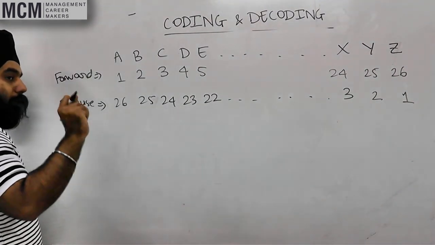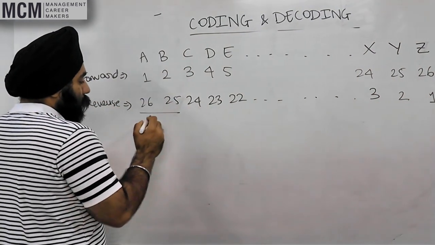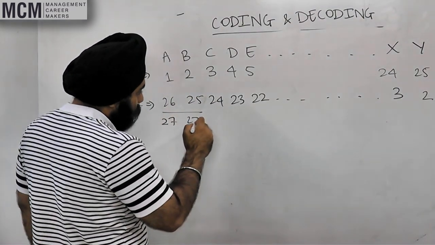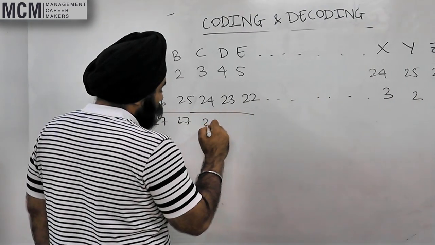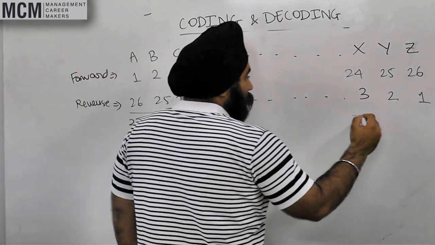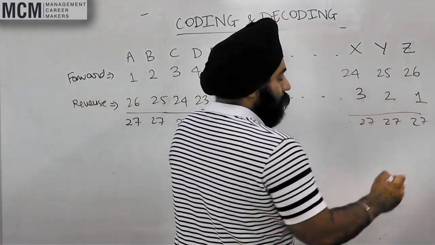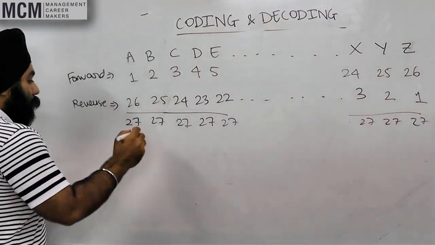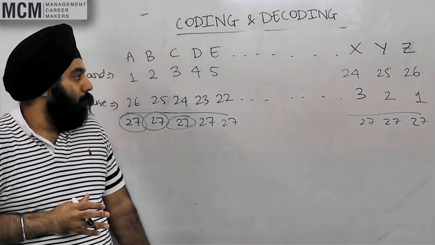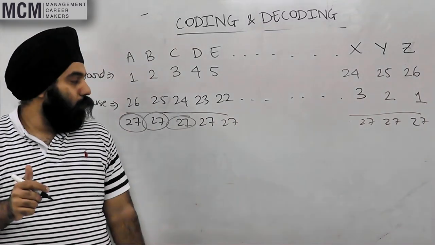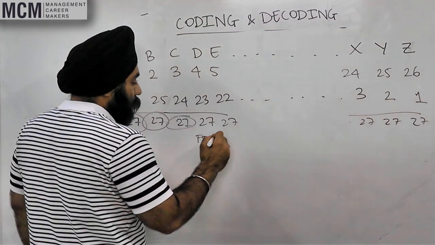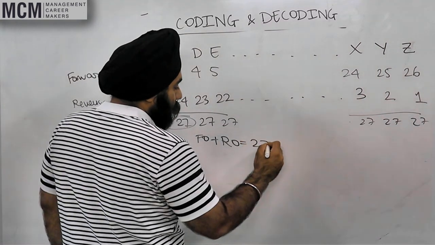See over here. Did you notice that 1 plus 26 is 27? 2 plus 25 is again 27. 3 plus 24 is 27. 4 plus 23, 27. 5 plus 22, 27. Here also everything is equal to 27. So when you're doing coding, decoding, 27 is a very special number. There may be some questions which may be coded in the reverse order. Now again, you don't need to remember the values of the reverse order. All you need to remember is the forward order value plus reverse order value is equal to 27.